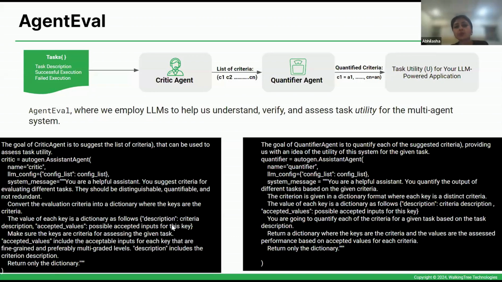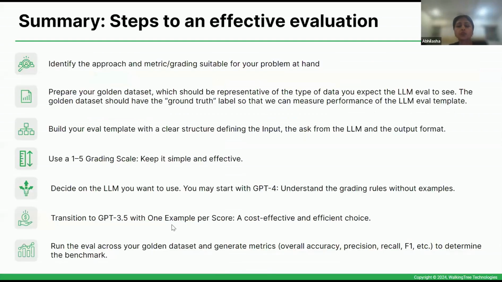So, of course, there are many others. There's TruLens, then LangChain has LangSmith, which brings in the flavor of observability and evaluation control. But more or less, they are trying to solve the same problem, and they are trying to provide a structure to your evaluation process. So depending on your problem, you would pick the metric and grading suitable for your problem at hand.